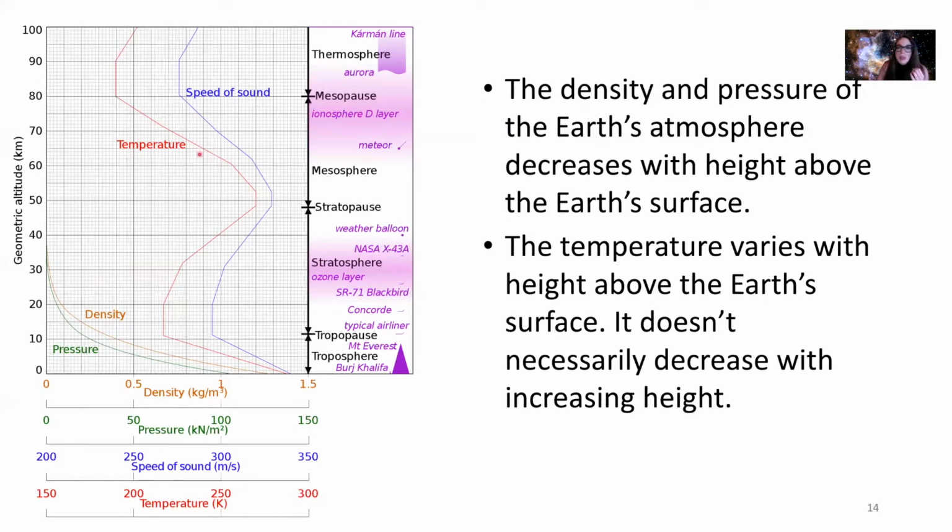So the temperature of air is also causing the speed of sound to change. Sound also travels at a special speed, and that is related to the temperature of the air. And so that's why the speed of sound graph is here, and why it seems to mimic closely what's happening with the temperature change as we move higher and higher above the Earth's atmosphere.